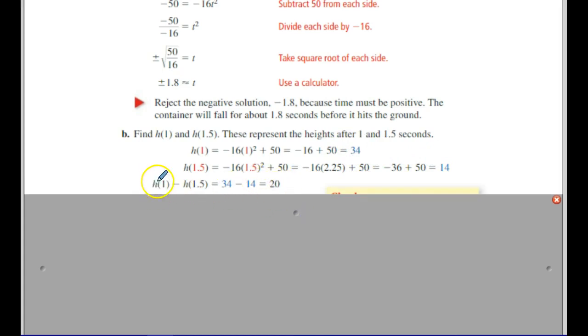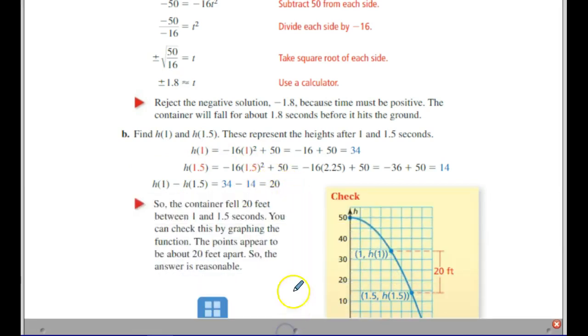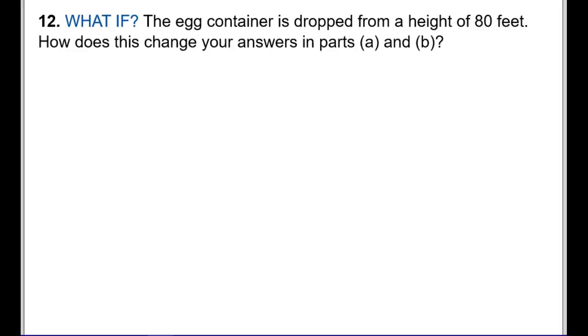And here I'm dealing with this h, and we said that h was our height. So this tells me that from 1 to 1.5 seconds after it leaves my hand, it falls 20 feet. I can also graph that and double check. When I graph my original equation, I can see that, and here's about my 20 feet from 1 second to 1.5 seconds. So I was correct and reasonable. Okay, so now think about, what if I initially start at 80 feet? What happens to my other answers from that last problem?